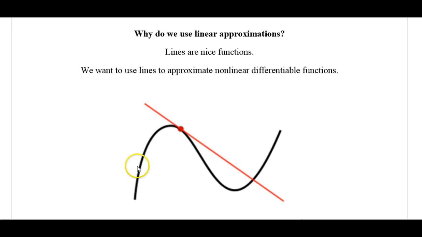So the idea is I would have this curve, this nonlinear differentiable function, differentiable meaning I can take its derivative anywhere, so there are no sharp turns, there are no vertical tangents, and there are no places of discontinuity. So I can find a derivative at any point, and then I can find an equation of a tangent line at that point of tangency, which is the red line shown here. So this red point is the point of tangency, and this red line is the tangent line.